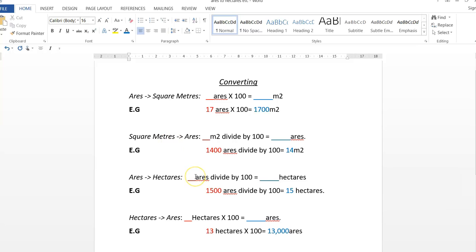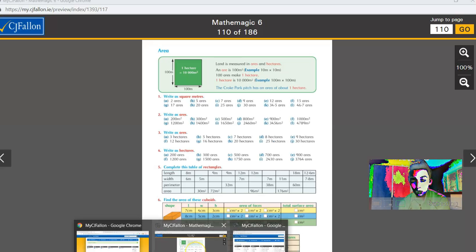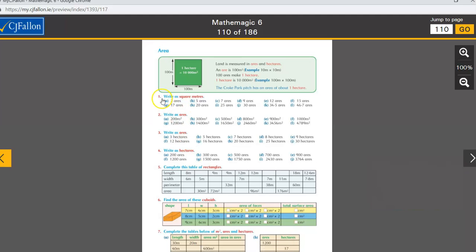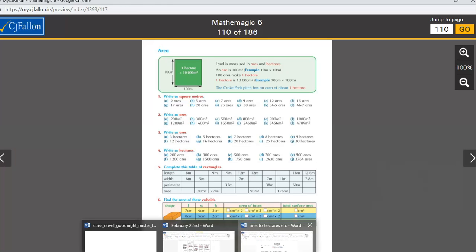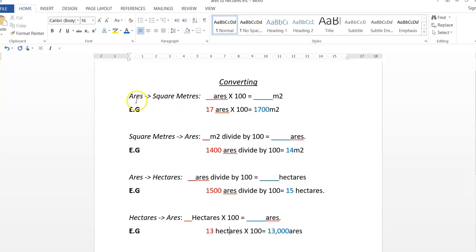So question 1 on Monday, yeah. Question 1, write as square meters. So they're giving you 2 acres. What is that in square meters? Okay, so how you do that is from acres to square meters. So however many acres you have, multiply by 100 and that'll give you however many meters. So if you had 17 acres, multiply that by 100, that'll give you 1,700 meters squared.